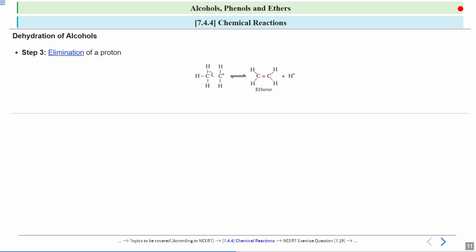So this was the dehydration of alcohols. And remember, the formation of carbocation in step 2 is the slow step. Because it is the slow step, that is why that step is the RDS, the rate determining step.